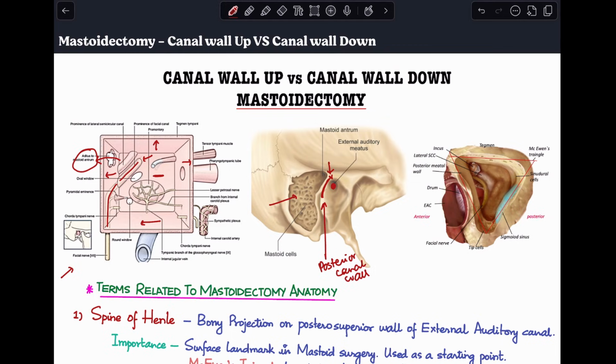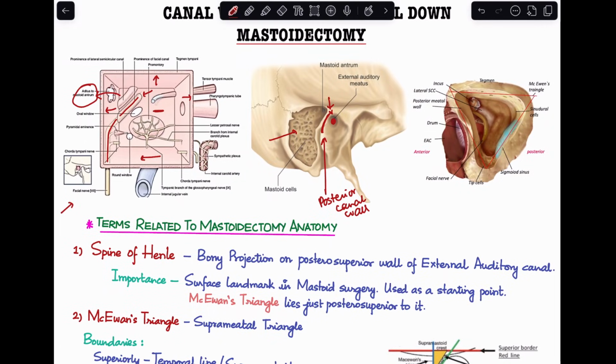Then let's talk about what the spine of Henle is. The spine of Henle is a bony projection found in the posterior superior wall of the external auditory canal. The importance of knowing this is that the spine of Henle serves as a surface landmark in mastoid surgeries. So why is it important?